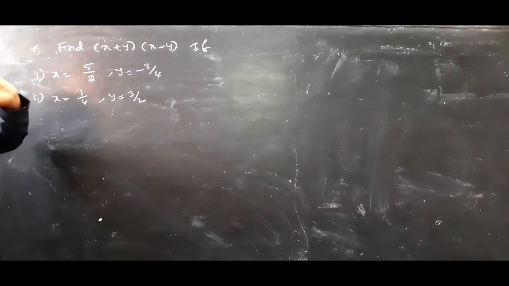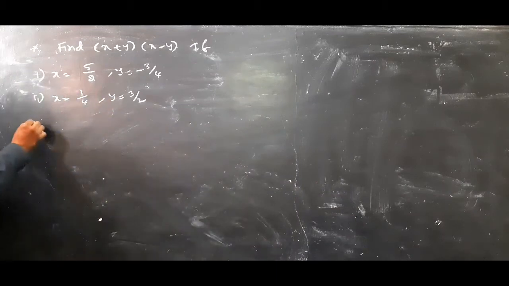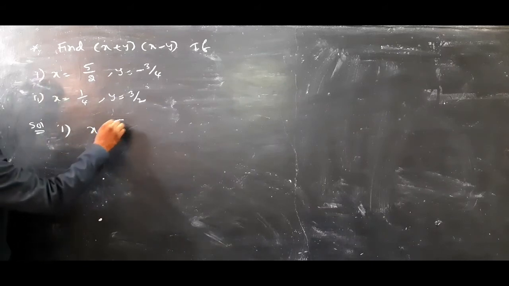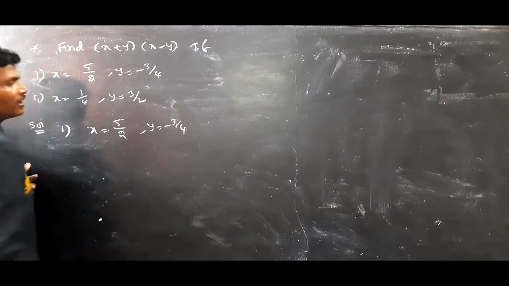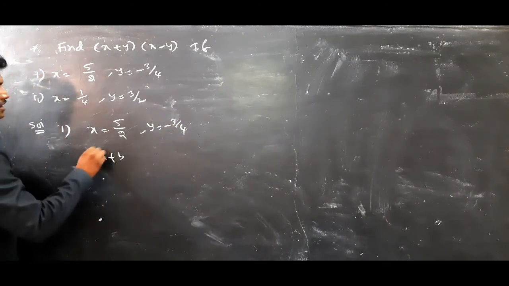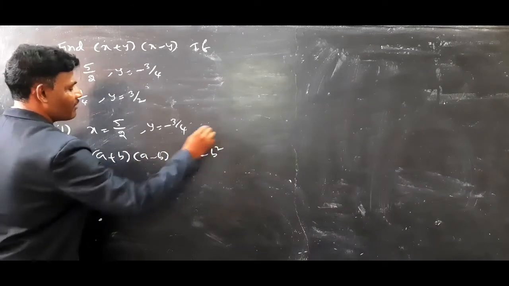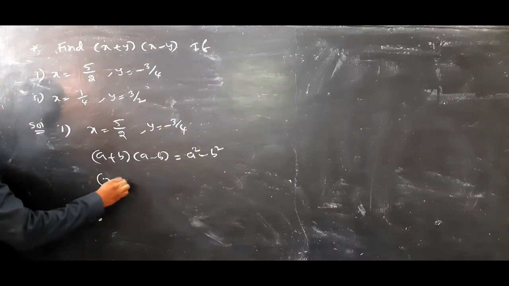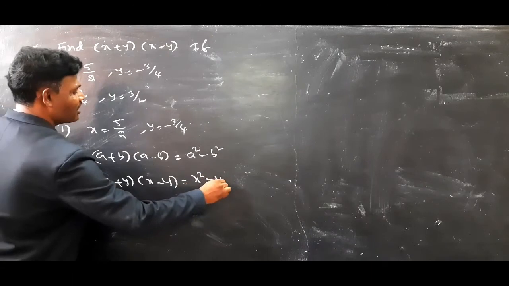Find (x + y)(x − y), if x is equal to 5/2 and y is equal to −3/4, and if x is equal to 1/4 and y is equal to 3/2. Solution. In the first case, what is the value of x? x is equal to 5/2 and y is equal to −3/4. Here I am going to use one identity. What is that? (a + b)(a − b) we can write as a square minus b square. Similarly, (x + y)(x − y) we can write as x square minus y square.